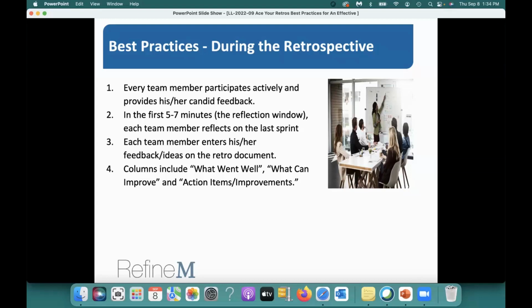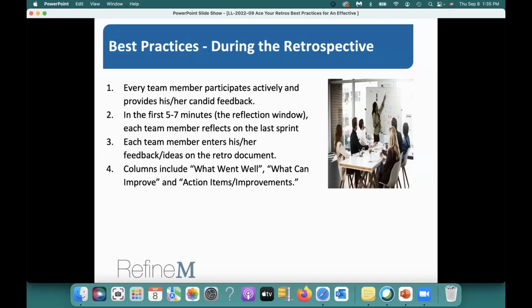Each member reflects on the last sprint. What they do is enter their feedback on the retro document. Now, if we are in person, I will say everybody have a sticky note, and for the first 5 to 7 minutes, they create sticky notes about what went well, what can improve, and action items. Every team member can write maybe 2 of each at least, because in 5 minutes, you can easily create 5-6 stickies. It doesn't take a lot of time, right? And you don't have to fill the whole sticky. Maybe just write one sentence or maybe 3-4 words. So that's a reflection window.